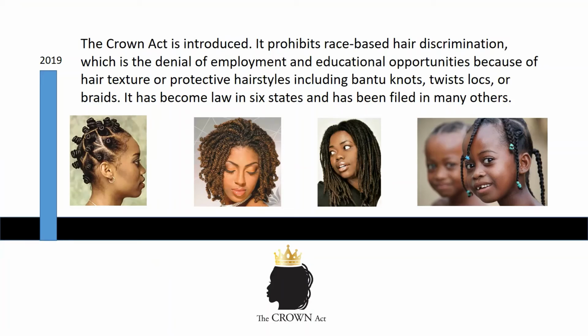In 2019, the Crown Act is introduced. It prohibits race-based hair discrimination, which is the denial of employment and educational opportunities because of hair texture or protective hairstyles, including Bantu knots, twist locks, or braids. It has become law in 6 states and has been filed in many others.